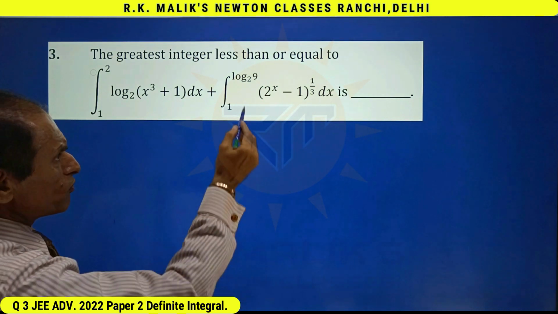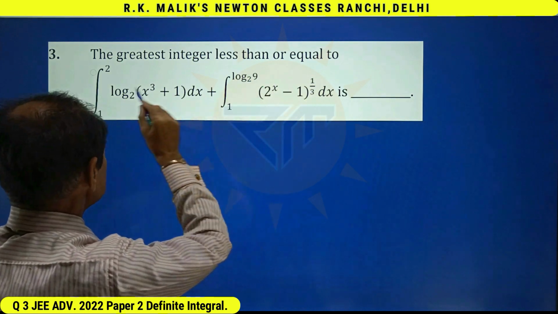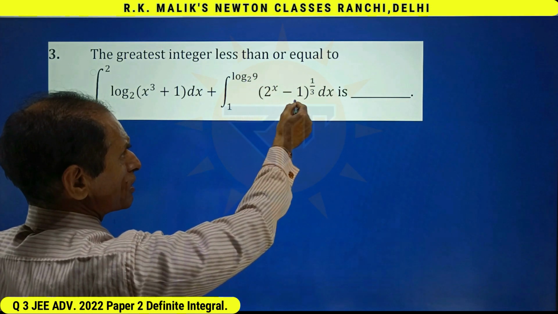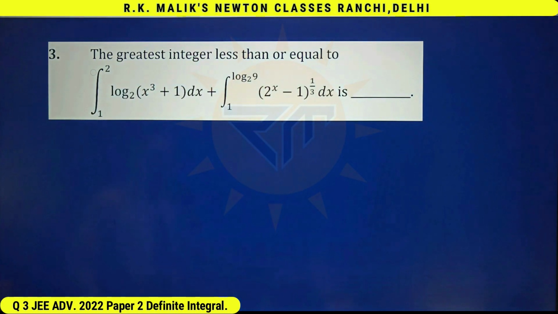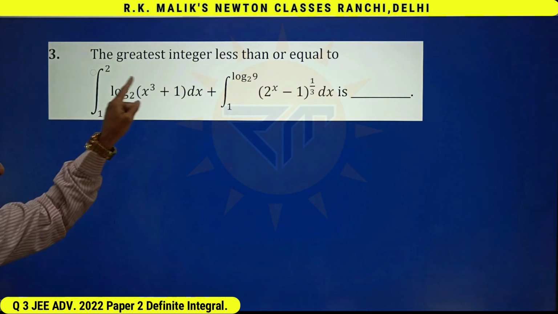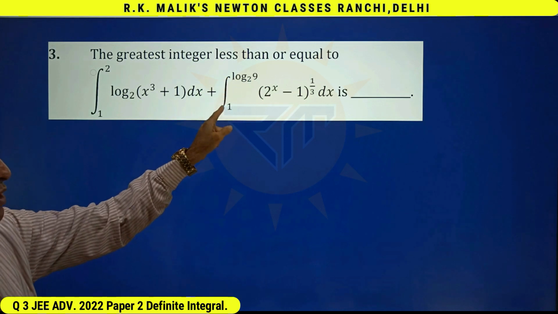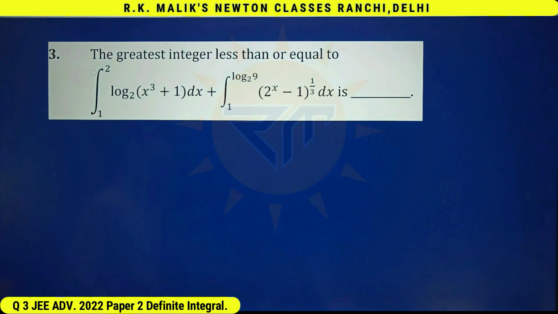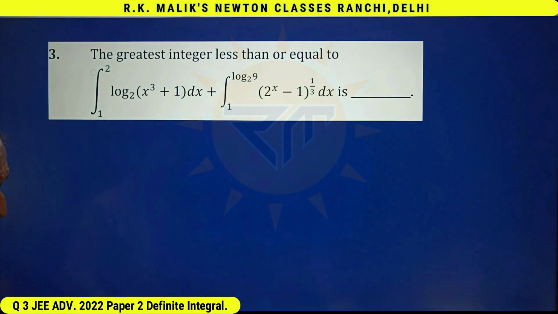Similarly, for x equal to 1 in this, I'll get 1 to the power 1 by 3, that is this. For x equal to log 9 to the base 2, it will become 8 to the power 1 by 3, that is 2. That is, by putting 1 and 2 in this, we are getting these numbers, and by putting 1 and log 9 to the base 2 in this, we are getting these numbers. Immediately, this thing arises in our mind that these two functions may be inverse functions of each other.